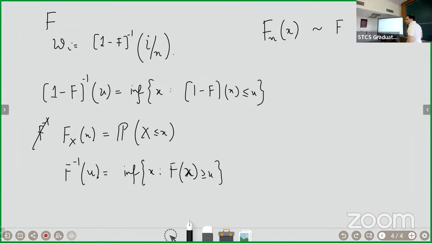Right? That's what I really want. The fn of x should converge to f. It won't be equality, but as long as I can show that this is close enough to f as n goes to infinity, and it is getting there, I'm kind of done. So now it's a concrete construction. So let's try to do it. So what is fn of x? It's the summation of the indicator of wi less than or equal to x.